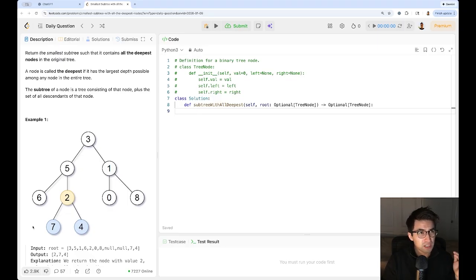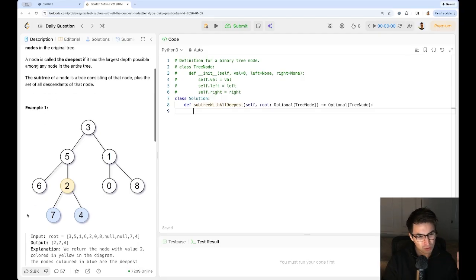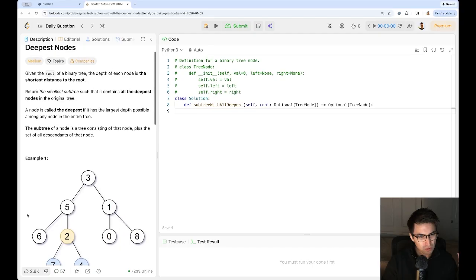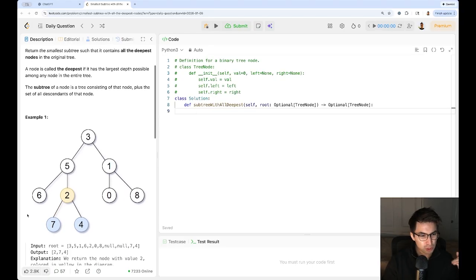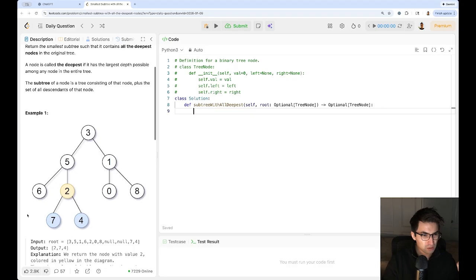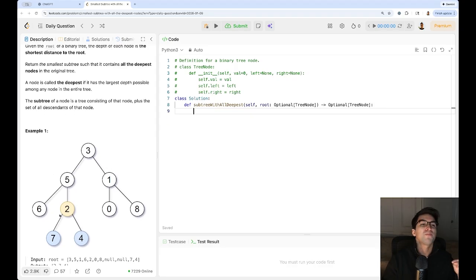And if the deepest level is greater than the current deepest level, then we forget about the nodes we were tracking before, and we put in the new deepest node. Actually, we don't need to return all the nodes. We're returning the subtree. So that's an important distinction.